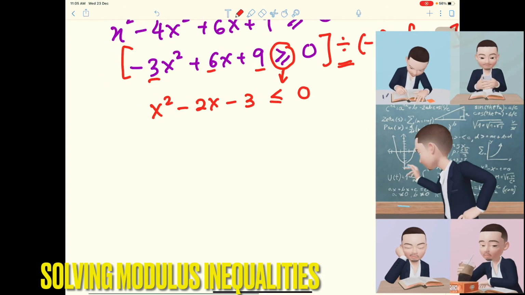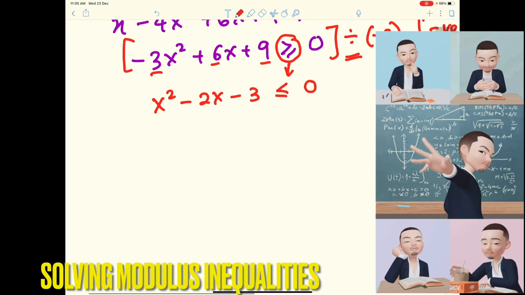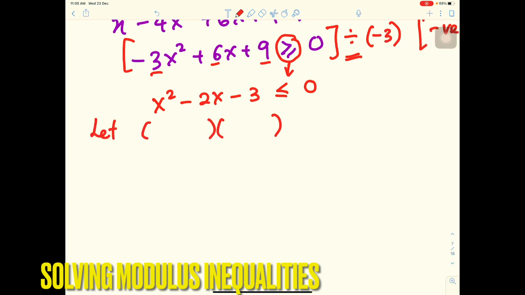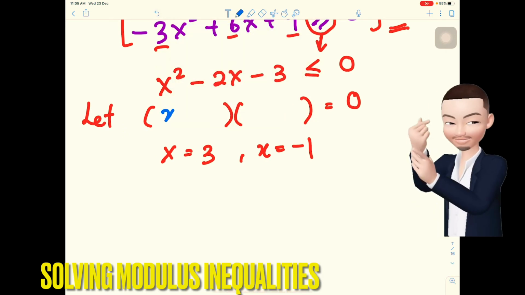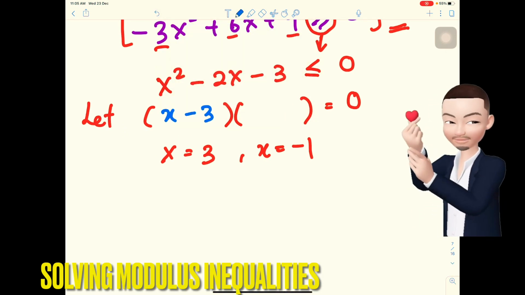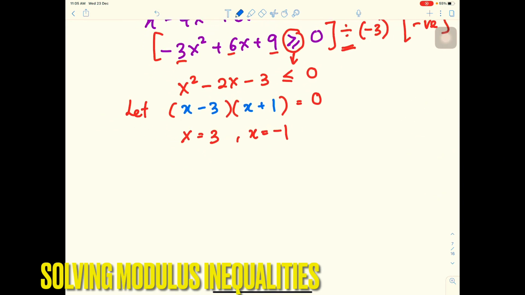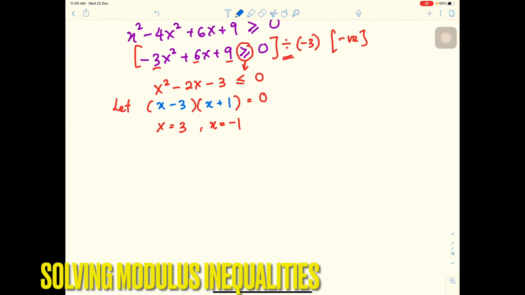By using your calculator, find the value of x, but let the equation equal to 0. So when using your calculator, you will get x equals 3 and x equals negative 1, and then fill in the brackets. So x minus 3, and then x plus 1. This is how you get the factors. So x equals 3 and x equals negative 1. This is not the answer yet.